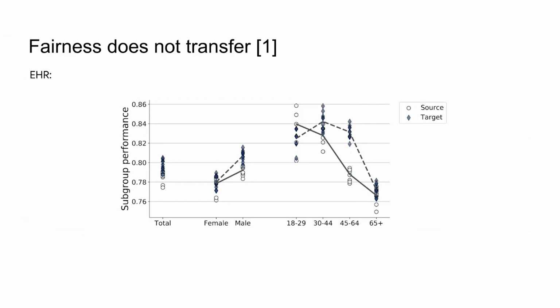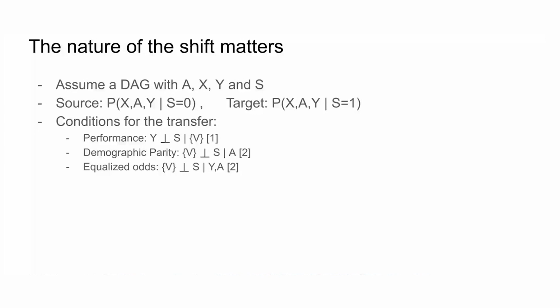But how do we mitigate? What can we do about it? And so what we argue for is that the nature of the shift matters. And this is a general message from the causal adaptation domain. In this case, if we formalize the hypothesis, we can assume a directed acyclic graph, so basically thinking in terms of Bayesian causal networks.